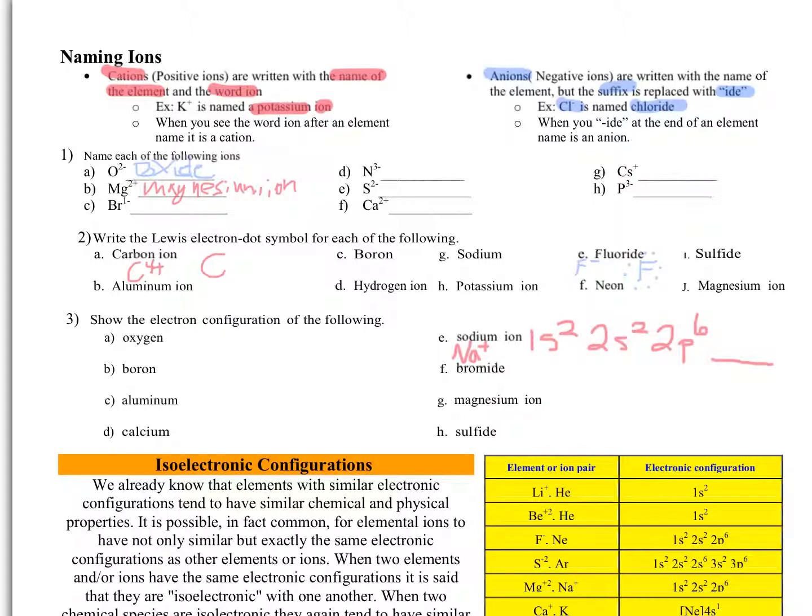If I had been talking about magnesium, the magnesium ion would lose 3s2. It would have lost both of the electrons from 3s, and so now it would end at 2p6. So you need to keep that in mind when we're talking about the electron configurations with ions. You need to look at whether they lost electrons or gained electrons, and you need to add that into their electron configuration. Add or subtract electrons from the electron configuration.